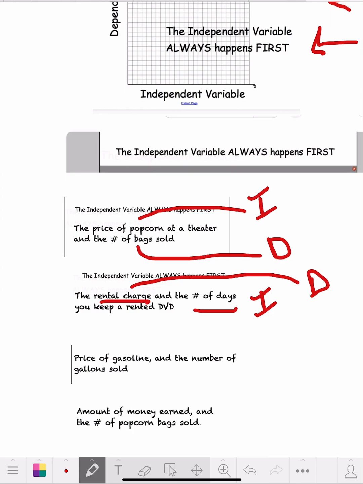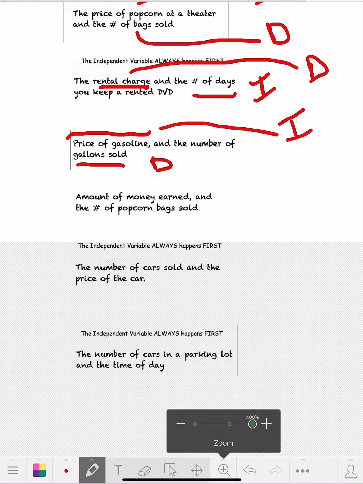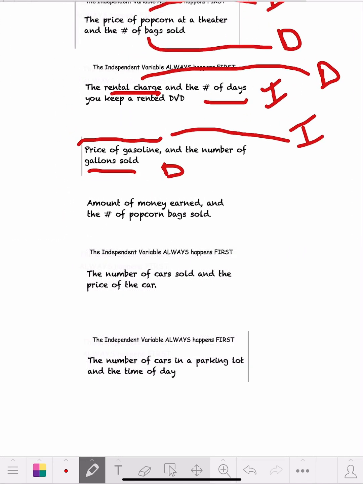Okay, now let's go on to the next one. The price of gasoline and the number of gallons sold. The price of gasoline right here, that's going to be independent. The higher the price, the less gallons you're going to sell. The lower the price, the more gallons you're probably going to sell. So the gallons sold is going to be dependent on the price. So that'd be D.